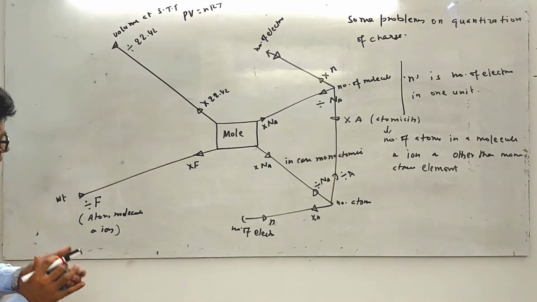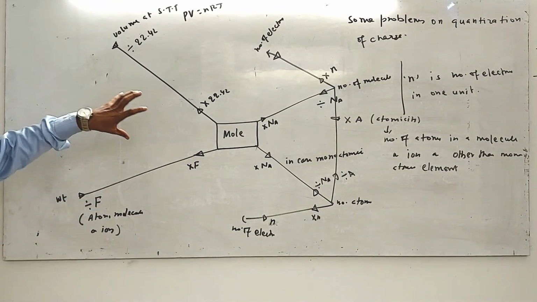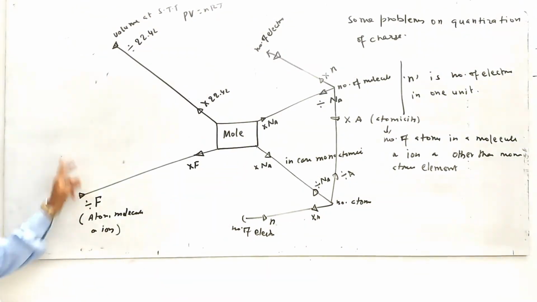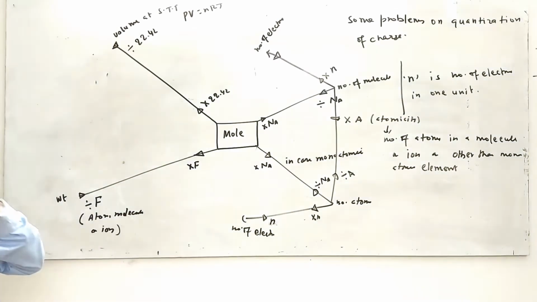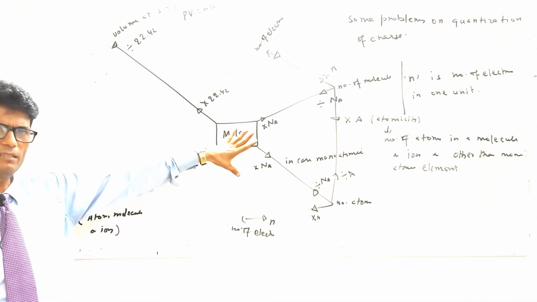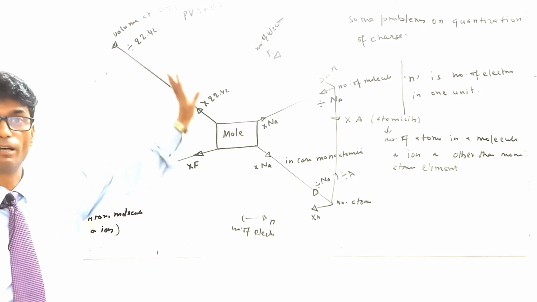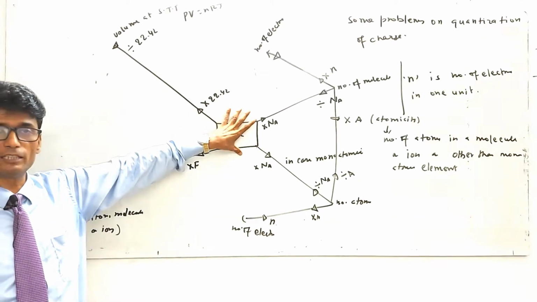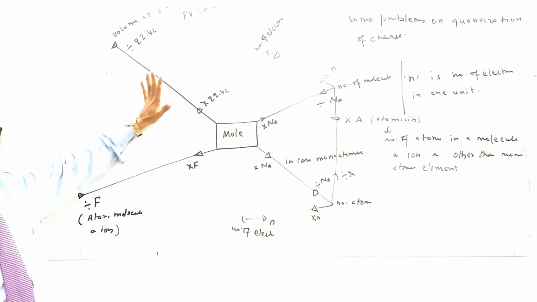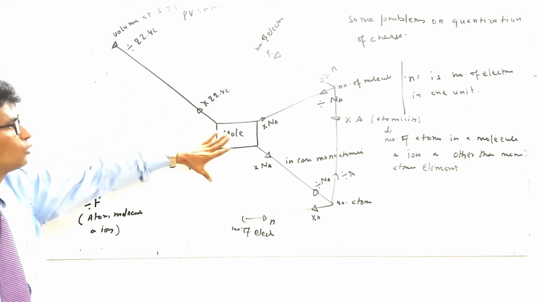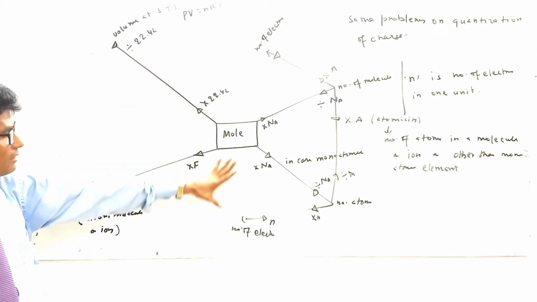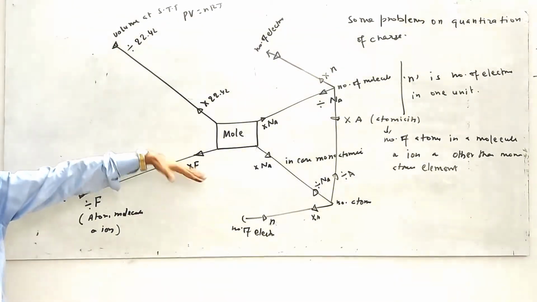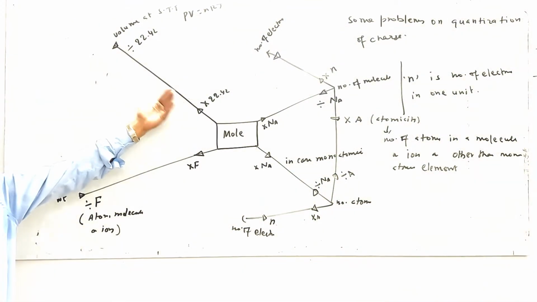Look at this chart here. From anywhere, when we approach the mole, we have to divide. When we go away from the mole, we have to multiply. What does it mean? Mole is the big unit among them. So if you are heading towards the big unit, we divide. If we go away from the big unit, toward the lesser unit, we multiply. If you master this chart, no question on the mole concept or quantization of charges will be left unsolved. You will solve every problem yourself.